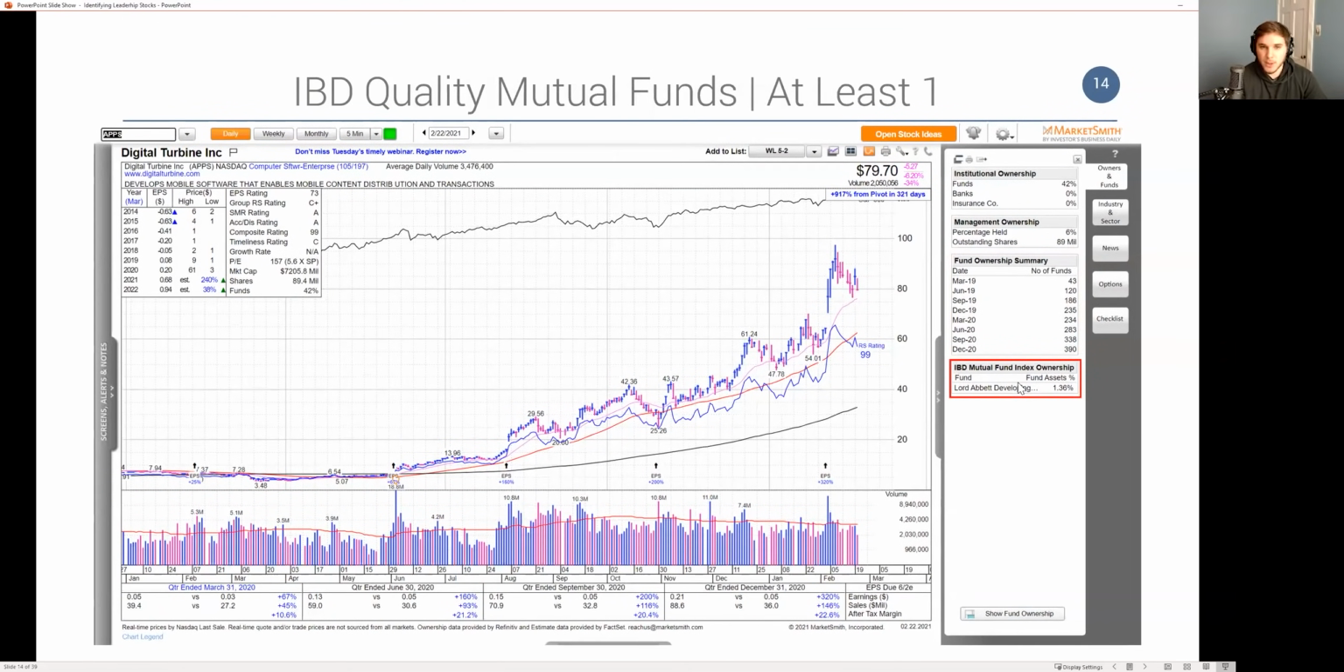And then you also want to make sure that the fund ownership also has some quality funds in here. And I think IBD does a great job here in MarketSmith by highlighting their mutual funds that have had very strong long-term track records. I always like to see at least one of these funds invest into a stock, but obviously the more the better. And this is actually a little bit low for just seeing one fund. I would like to see 3 or 4 ideally.